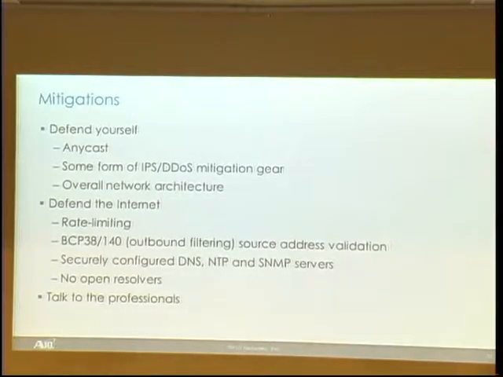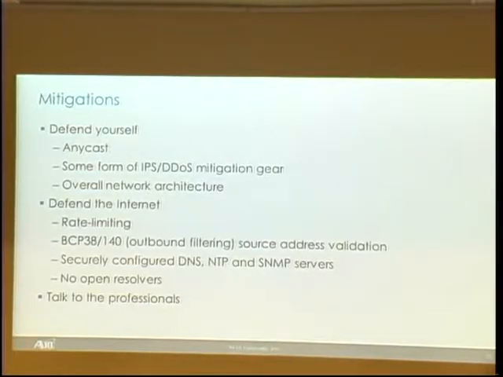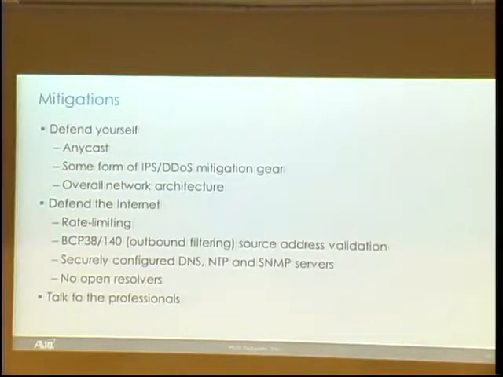Okay, so in all of those attacks, you can look at the mitigation. If you have to defend yourself, you can do Anycast, you can deploy very expensive DDoS mitigation equipment, you can tune your architecture. Now, if you have to defend other people, if you are the reflector, you can apply rate limiting and BCP 38, which is an RFC that defines how to configure outbound filtering so that you are not a reflector and so that traffic cannot be spoofed. And you can also properly configure your DNS, SNMP, and NTP servers.